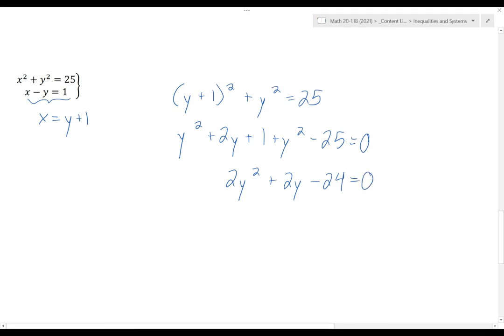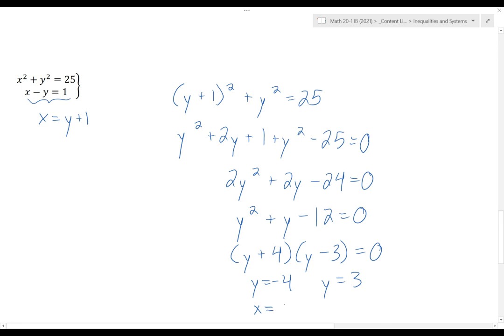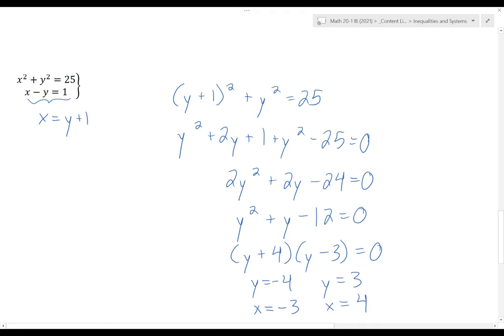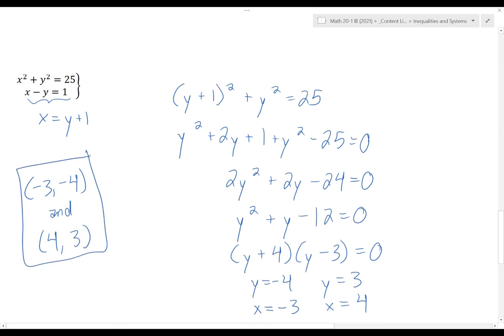I'm going to divide both sides of this equation by 2 to get y squared plus y minus 12 equals 0. Factorable, (y plus 4)(y minus 3) equals 0, which means y equals -4 or y equals 3. If y equals -4, x equals -4 plus 1, so -3. And if y equals 3, x would then have to equal 4. So my 2 points of intersection are (-3, -4) and (4, 3). And these do work in both equations. That's the whole point. If I square the x value and add the squared y value, I'm going to get 25 for both of these points.